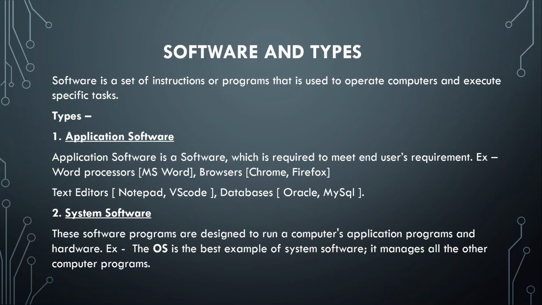Application software is software which is required to meet end users' requirements, and I showed you examples like Microsoft Word, Chrome, Firefox, Notepad, VS Code, Atom, Oracle, MySQL. These are all called application software, which are installed above the system software or the operating system. Now, system software are the programs that are specifically designed to run a computer's application programs and hardware and allocate resources, right? The best example we saw was the operating system. It can be Mac, it can be Linux, it can be Windows.